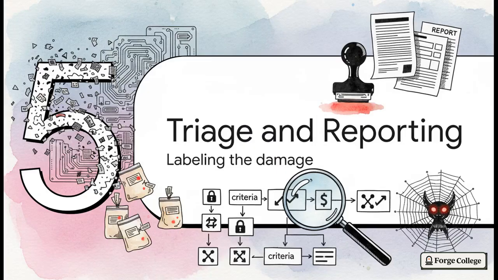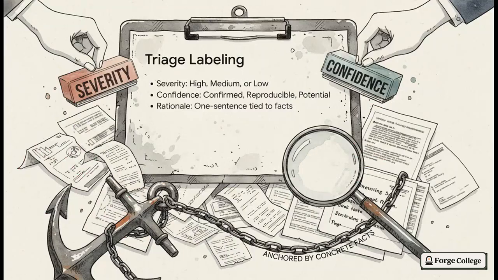That brings us to part 5, triage and reporting, where we label the damage. With all the evidence securely bagged and tagged, we now have to apply the triage criteria we established way back in our planning phase. You are basically acting as the ruthless site inspector here.